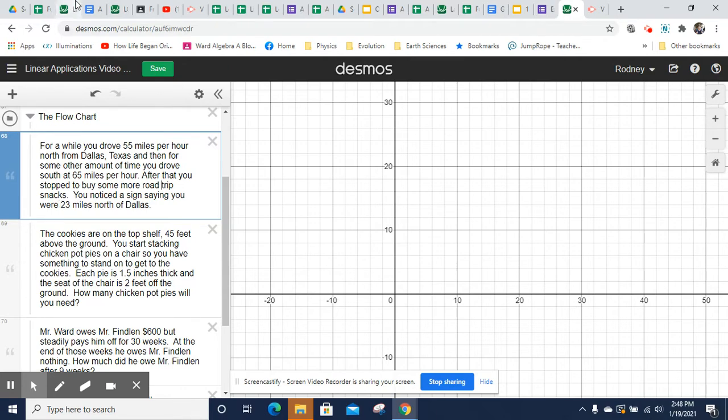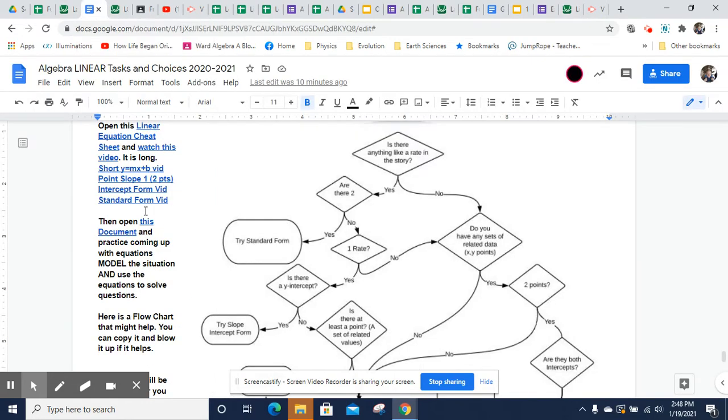So let's take a look at the flow chart and see what it tells us. Is there anything like a rate in the story? Yes, there absolutely is. There's speeds, there's miles per hour. Okay, so we follow yes, and we go here. Are there 2 rates? Well, there actually are 2. There's 55 miles per hour north and 65 miles per hour south, which is probably a negative. So let's go to standard form.